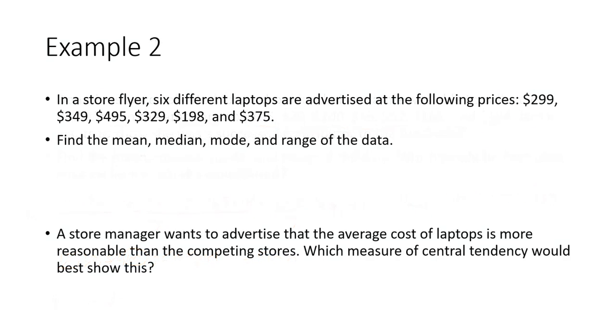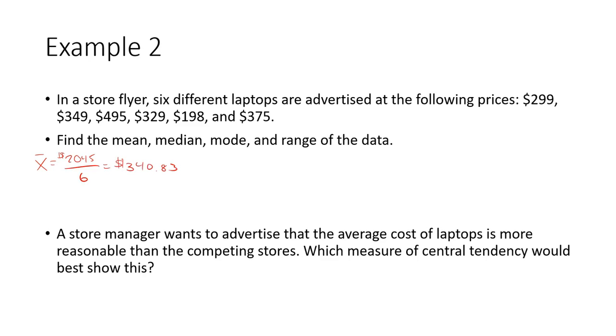In a store flyer, there are 6 different laptops that are advertised. We want to find the mean, median, mode, and the range of this data. Well, the mean, again, we're just going to add up all the numbers and divide by 6. If we add up all of these numbers, we get a total of $2,045. Then we're going to divide by 6. And so the mean, $340.83.